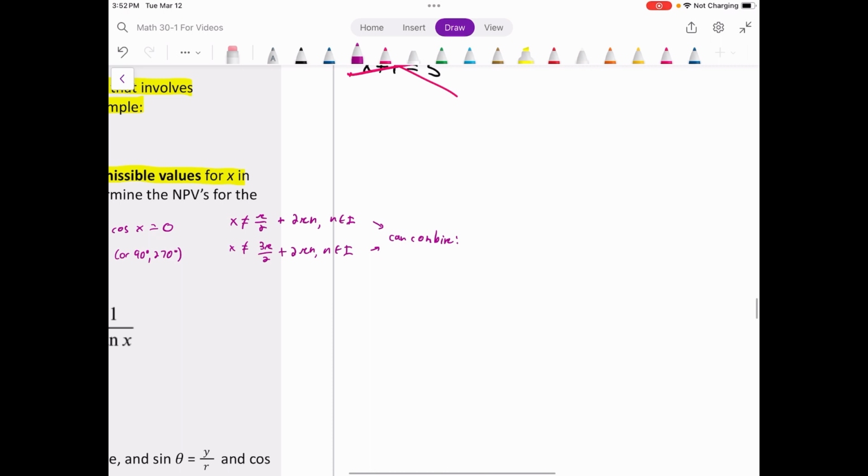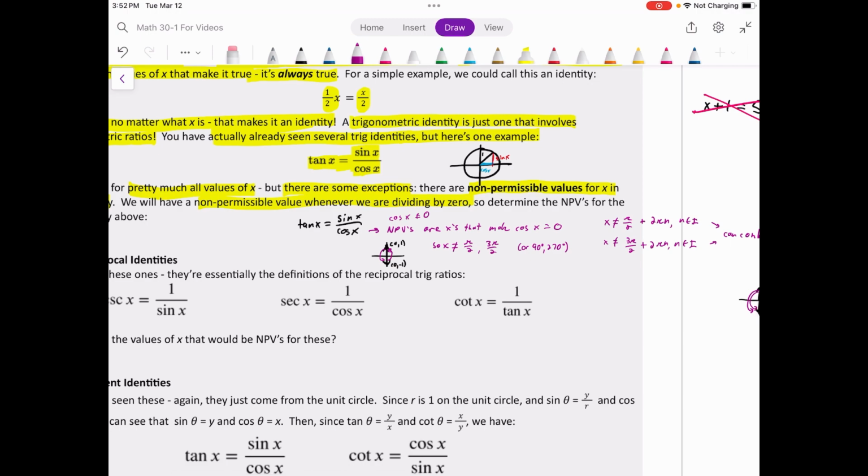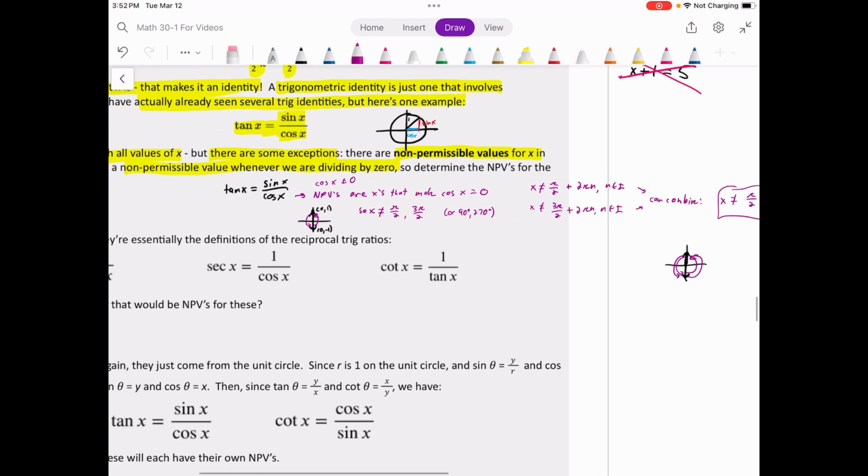We could just say x cannot equal pi over 2 plus multiples of pi. Okay, x cannot equal pi over 2 plus any multiple of pi. That covers all of our bases because there's that angle, right? Go from here, add pi, you get another NPV. Add another pi, you're back to another NPV. Add another pi, you're back to another, and on and on. Okay, so there we go. Those are the non-permissible values for this trig identity, okay?